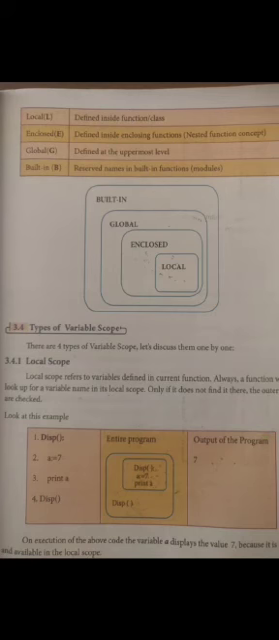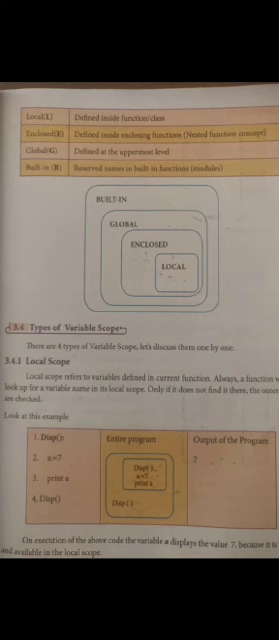LEGB rule is used to decide the order. Local, it refers to L, defined inside a function or class. Enclosed, E, defined inside enclosing functions, the nested function concept. Global refers to G, defined at the uppermost level. Built-in, B, reserved names in built-in function modules. In the picture given, local is executed first, enclosed next, global next, and built-in last.